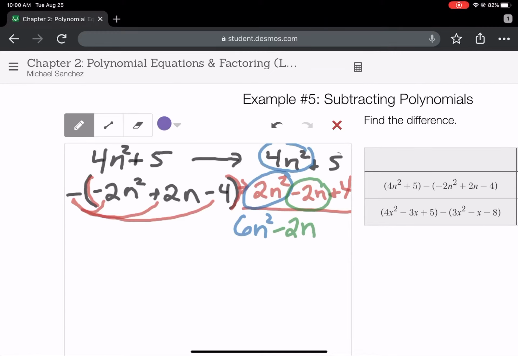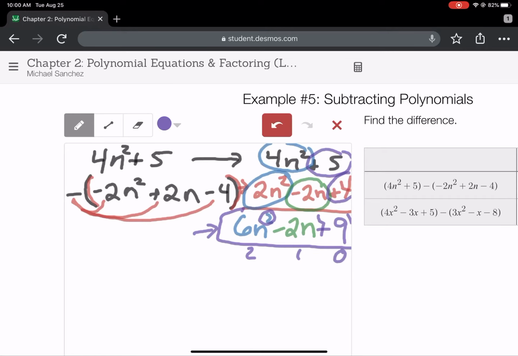And then lastly, we have our numbers, 4 and 5. Positive 4 plus positive 5 gives me a positive 9. So this is my final answer for finding the difference, or subtracting two polynomials. Okay, and notice how I went in order of degree so that my final answer is written in standard form. Highest degree first, second last. So this is 2, 1, and 0 degrees.